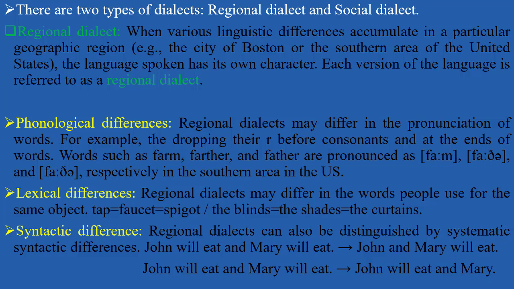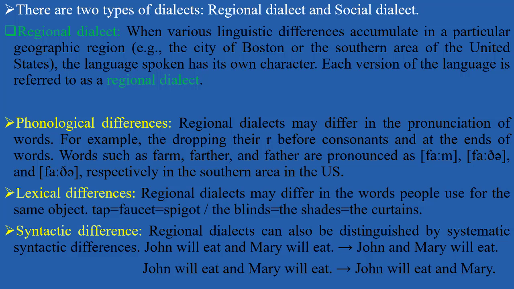In regional dialects, we may have differences between the dialects. So each regional dialect has its own characteristics. For example, we'll find differences in terms of phonology. Phonological differences mean that regional dialects might differ in the pronunciation of words.